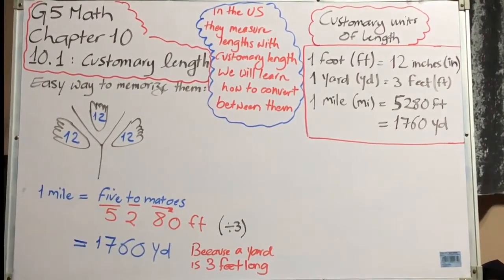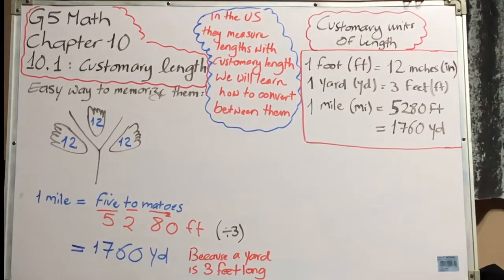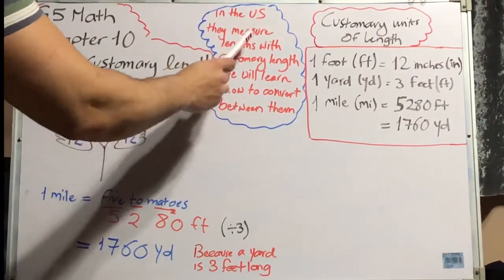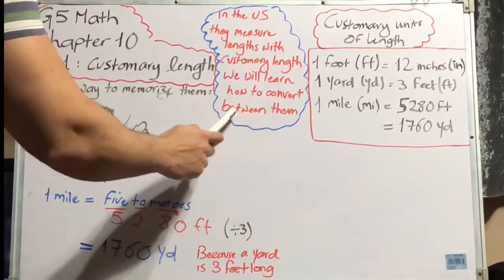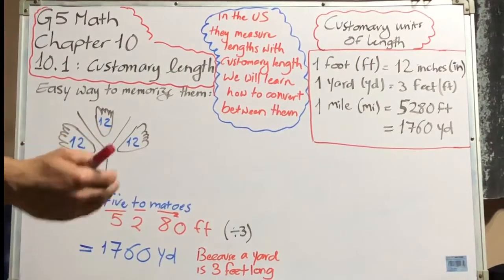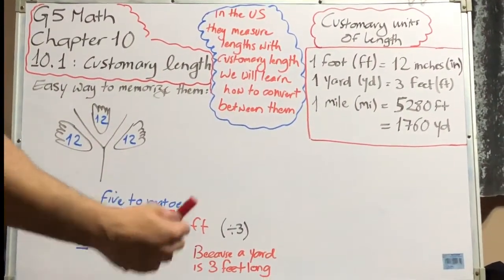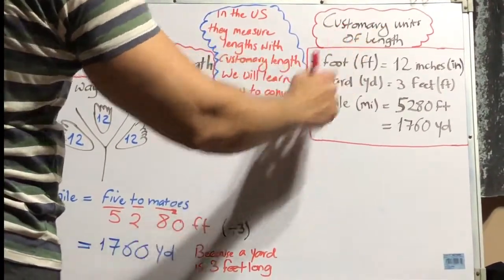Grade 5 Math, Chapter 10, Lesson 10.1, Customary Length. In the United States, they measure lengths with customary length. We will learn how to convert between them. Here in Egypt, we use centimeters and meters and kilometers to measure distances and lengths. In the United States, they use customary units of length.